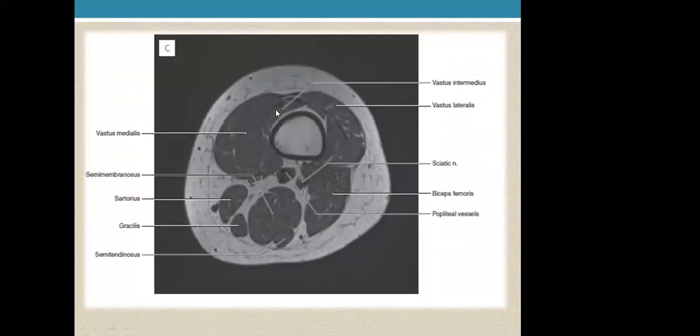The vastus medialis, intermedius, and lateralis. This is the sciatic nerve, the biceps femoris, and the popliteal vessels which lie here. And this is the posterior compartment.